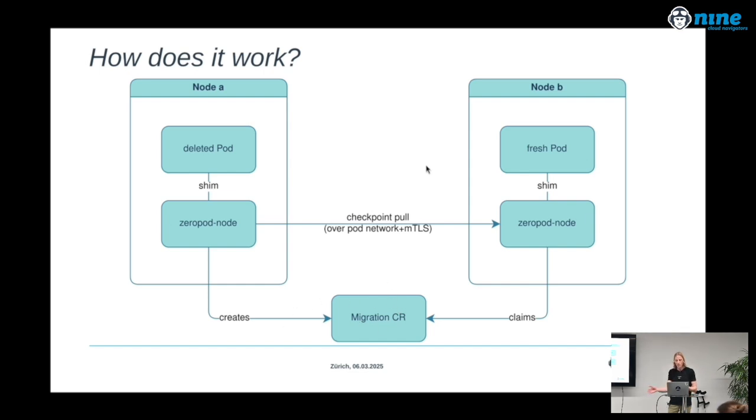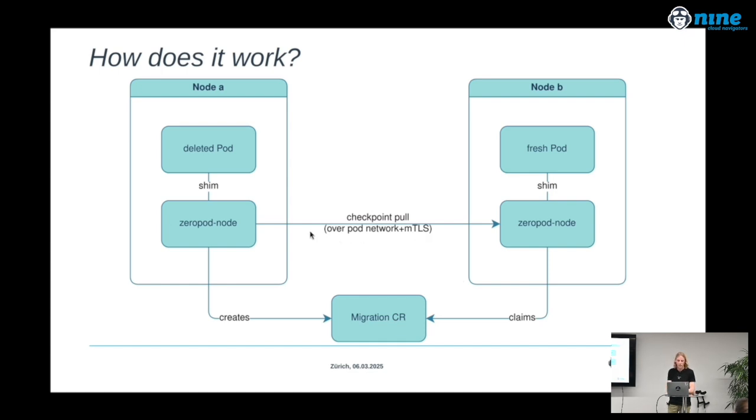And then the fresh pod that spawned on the other node will also contact ZeroPod node on start and notice, oh, there's a matching migration. So I don't need to start fresh. I can start with the migrated state. And it claims that migration, so it can only happen once, so you don't run into weird issues. This is all coordinated by the Kubernetes API, and makes sure that only one pod can migrate to one pod, and not weird scenarios where 3 pods would claim the same migration.